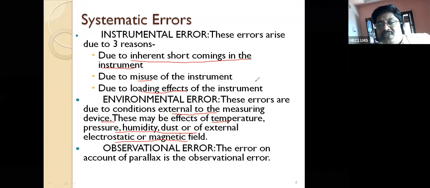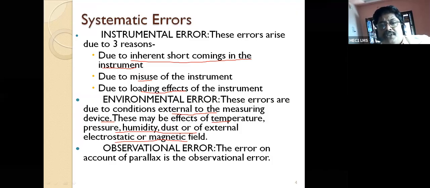Whereas in the winter season, the pointer or the needle will contract, so maybe the clock runs 2 or 3 minutes fast. So these are environmental errors. Due to a change in temperature or humidity, there will be a change in the reading, some errors. Those are minor errors, not big errors. And also dust or external static or magnetic fields. Now it is clear, I think all of you understand, right? Next we will go for the next one.